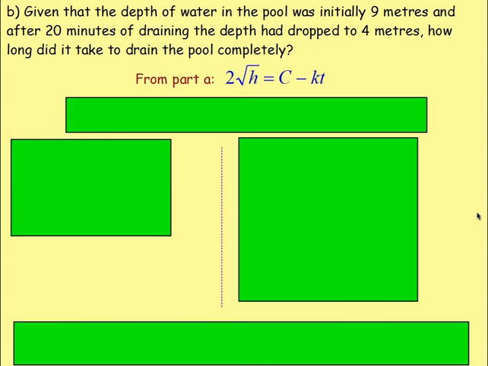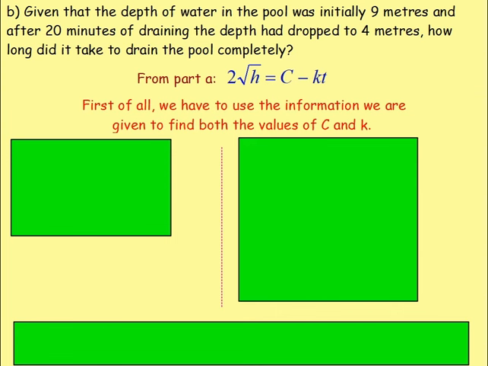Part B, given that the depth of the water in the pool is initially 9 meters, and after 20 minutes of draining, the depth had dropped to 4 meters, how long did it take to drain the pool completely? Well, again, this is a part B, so we're probably going to be using this answer. And we're also given quite a bit of information. So we want to use that information in order to find the values of these constants, c and k.